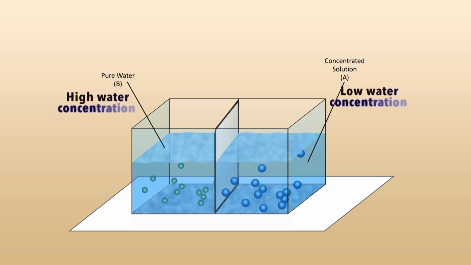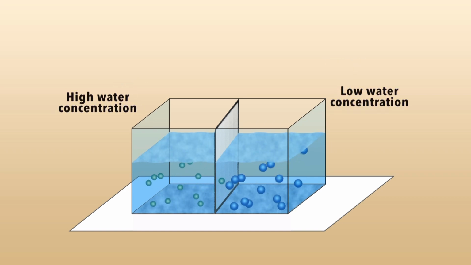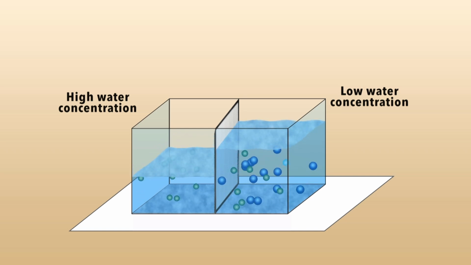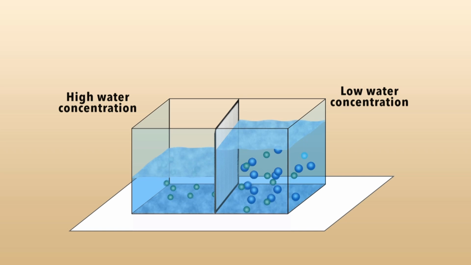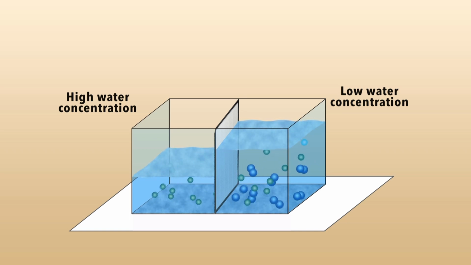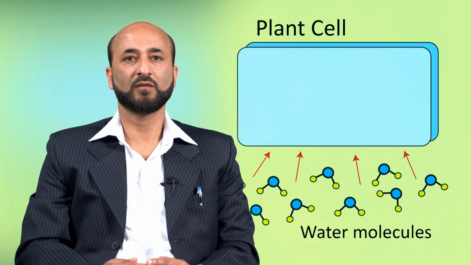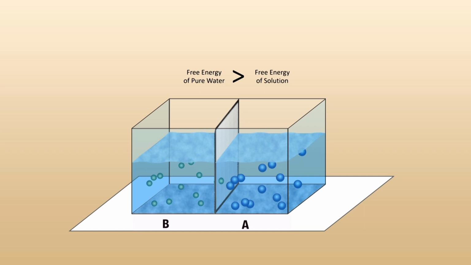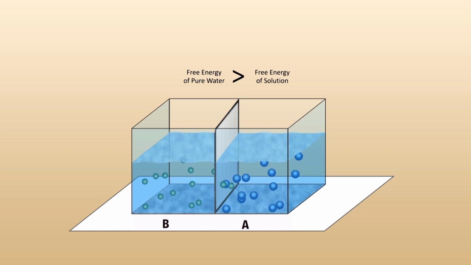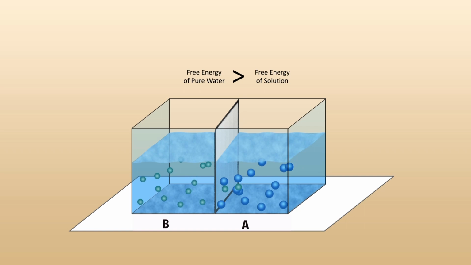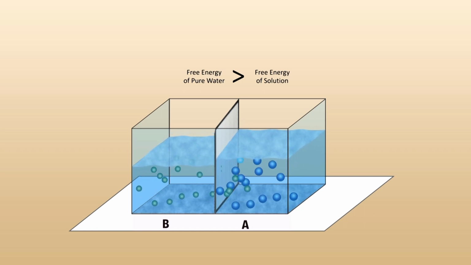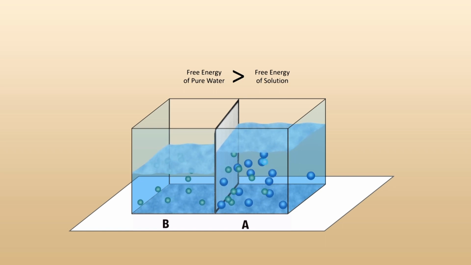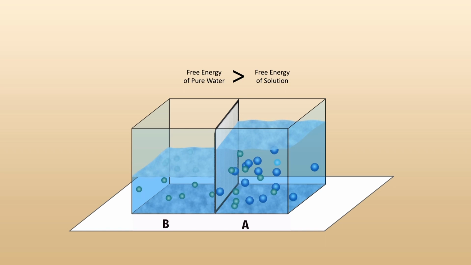This movement of water from a region of higher water concentration, pure water, to a region of lower water concentration, solution, through a selectively permeable membrane is called osmosis. The movement of water from chamber B to A will continue until equilibrium is attained, when the driving force reaches 0. This total driving force, that is sum of concentration gradient and pressure gradient, represents the free energy gradient of water.